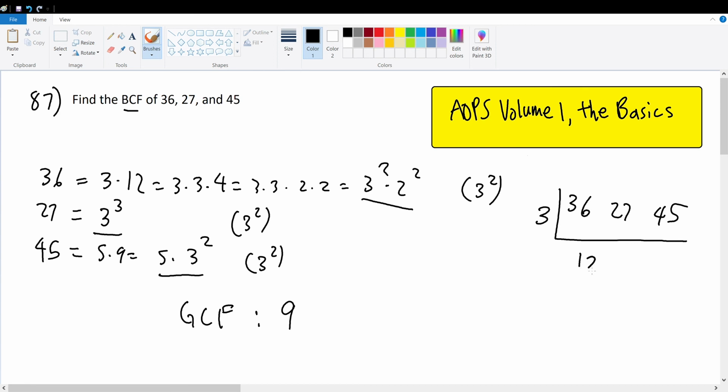So this becomes 12, this becomes 9, this becomes 15. And all of these numbers are still divisible by 3. So I put another 3 here, and that gives 4, 3, and 5. And I see here that they cannot go down any further. Therefore, the greatest common factor will be 3 times 3, which is also 9, the solution to our question.